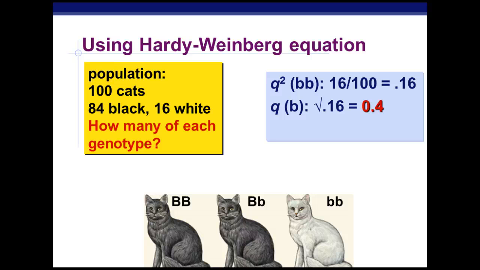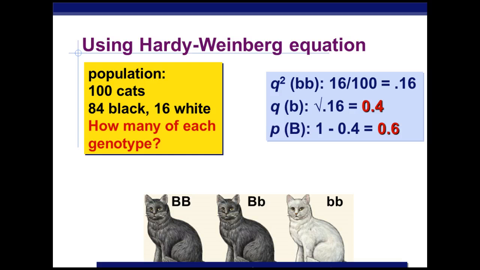Okay, now that we have q, you should see that it's pretty easy to figure out what p is. Remember that p plus q equals 1. Well, if q is 0.4, what do you think p would be? So p then would be 1 minus 0.4, or 0.6. Make sure you get that in your notes, and make sure you understand how we got that. So we now know that p is 0.6 and q is 0.4.